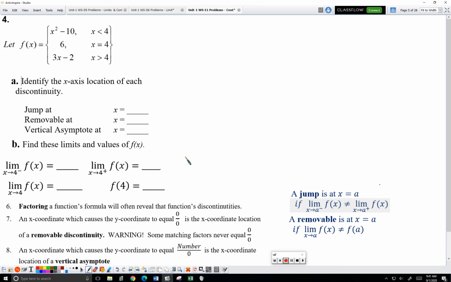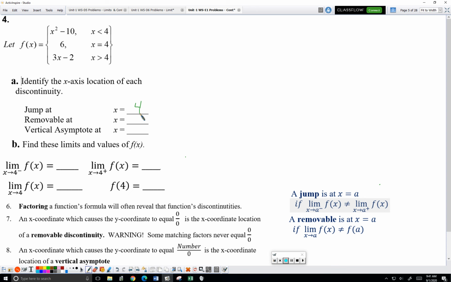Similar thing. This one's piecewise though, so it could have a jump. The white note packet says, make sure you get this memorized, the jumps in a piecewise will occur at the transitions, the x-coordinates where you change from one formula to another. So for this problem, if there's going to be a jump, it will be at x equal 4. It cannot occur anywhere else.